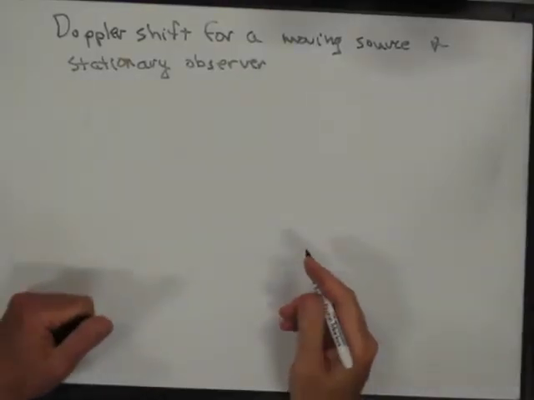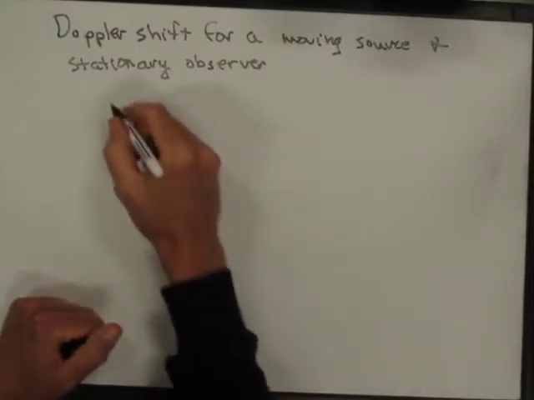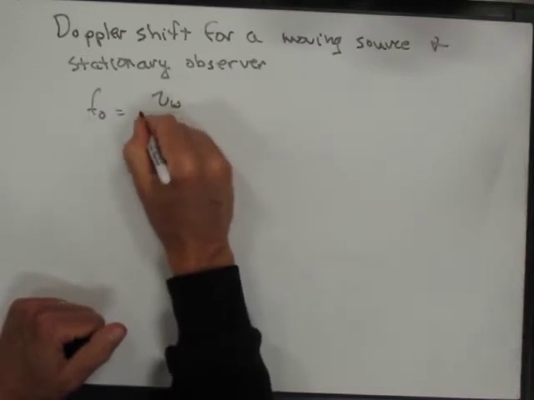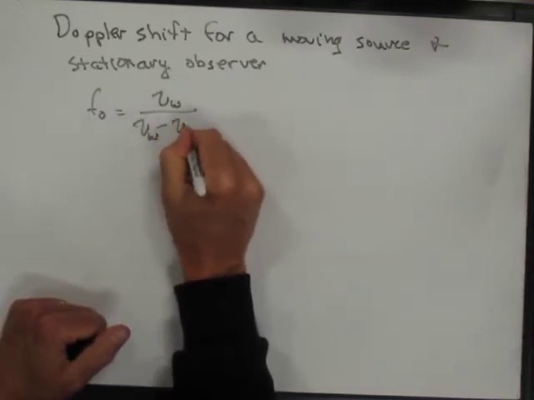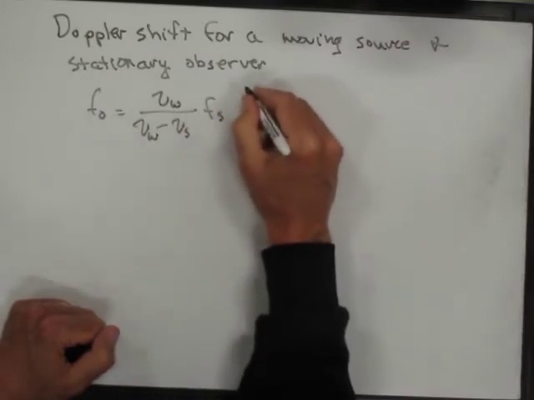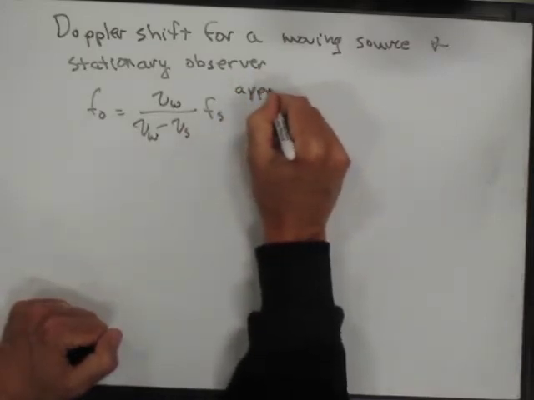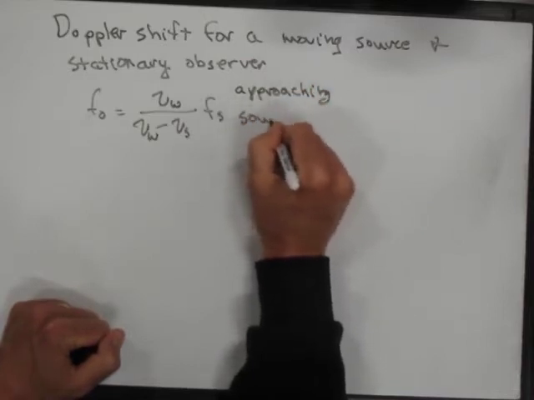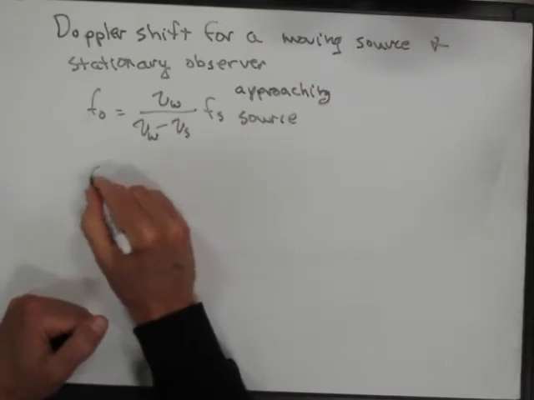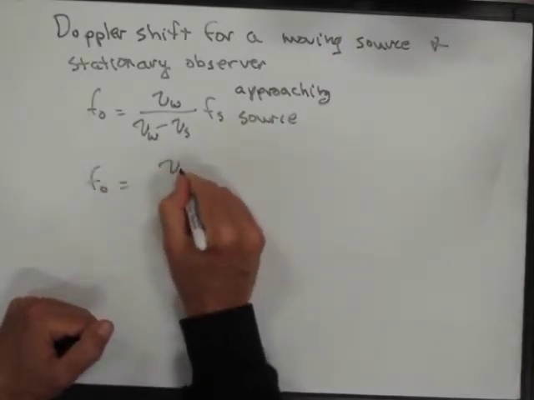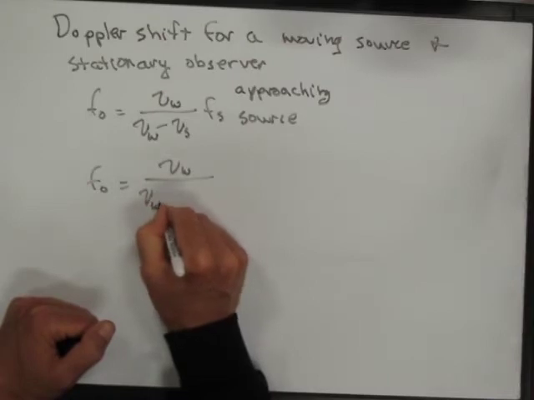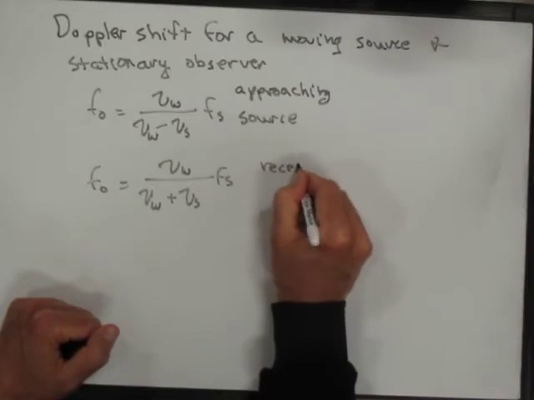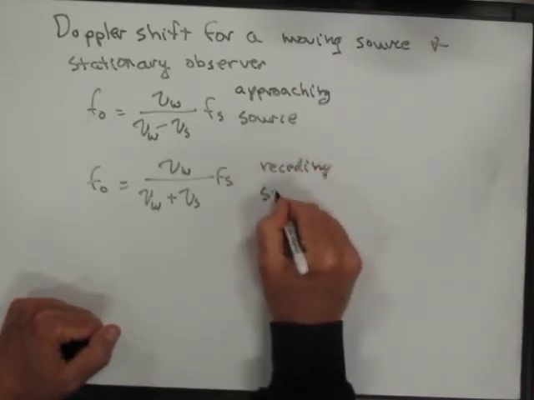So the Doppler shift for a moving source and a stationary observer is this. The frequency observed is equal to the velocity of the wave over the velocity of the wave minus the velocity of the source times the frequency at the source for an approaching source. And then the frequency observed is equal to the velocity of the wave over the velocity of the wave plus the velocity of the source times the frequency of the source for a receding source.